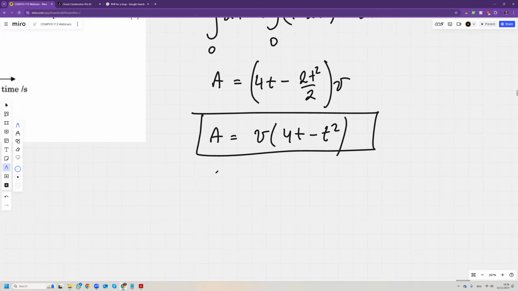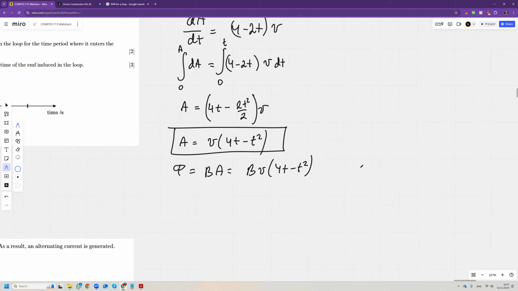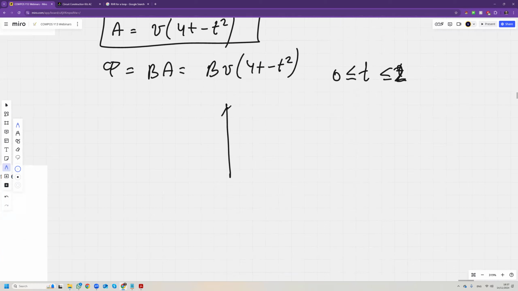Okay, and the flux is of course B times A, which is Bv(4t minus t squared). This is only true for t from 0 to 2. And so that is a parabola. And if you sketch this parabola, it's 0, 0. At 1, it is 3. At 2, it is 4. And here you go. And then it goes like this. Beautiful.